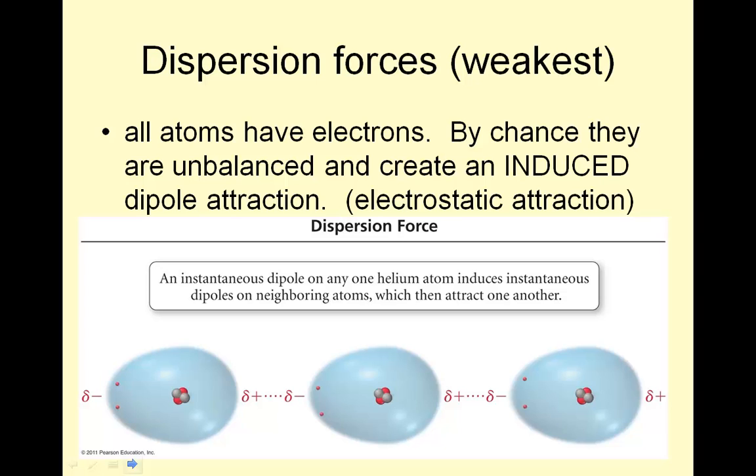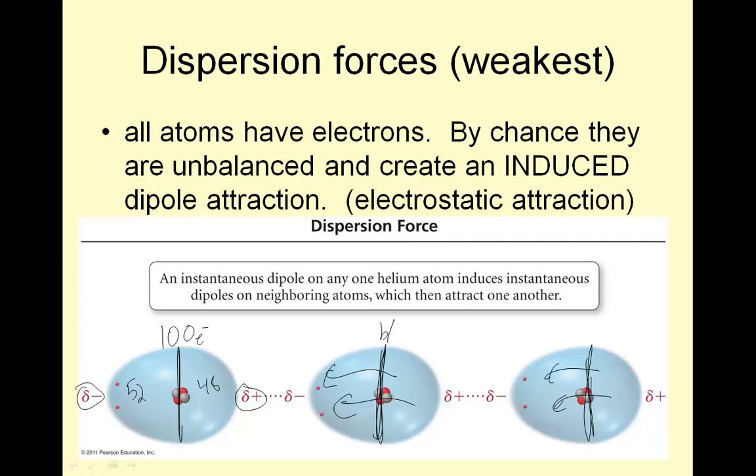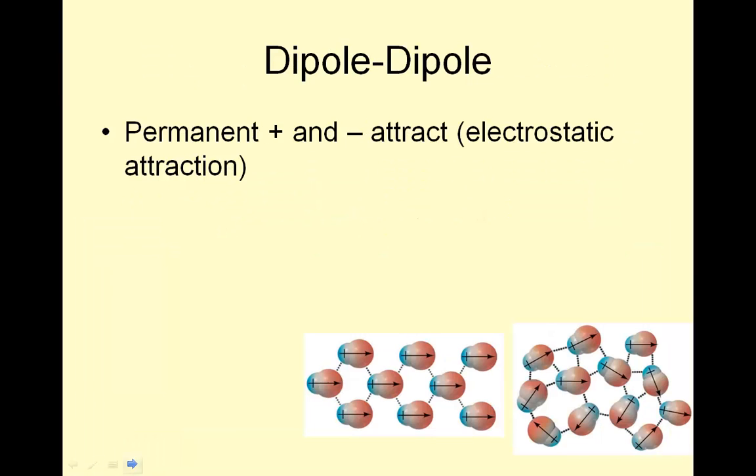All atoms have electrons. By chance, they're unbalanced. So if I had 100 electrons in here, is it possible that on this side I could have 52 and this side I have 48? And if that happened, do you see how this side would be a little bit negative for an instant? Little bit positive for an instant, and as soon as this is positive, the neighbor electron says, hey, positive, my electrons want to go over there. Makes a little bit negative and a little bit positive. Positive over here, this one says, hey, my electrons want to go over there. A little bit negative and a little bit positive. So it's induced. This one changed because of that one. This one changed because of that one. So it's kind of like the peer pressure of intermolecular forces, and that's pretty weak.